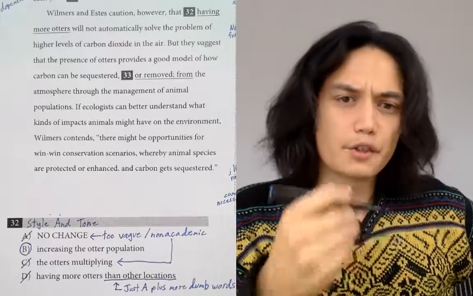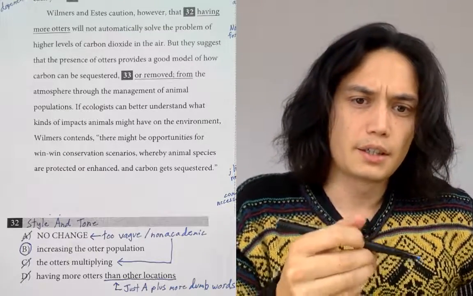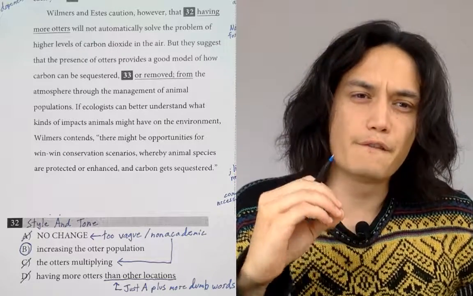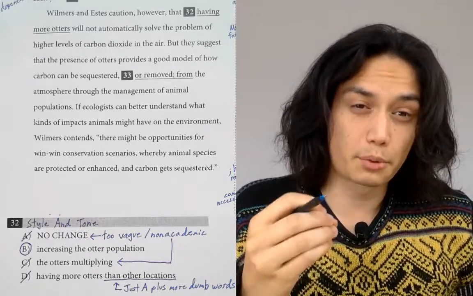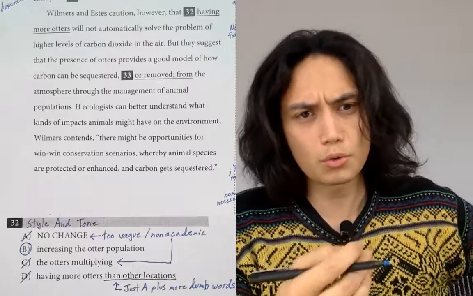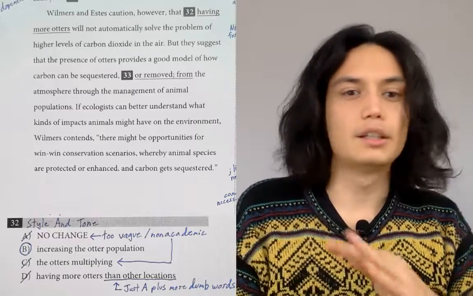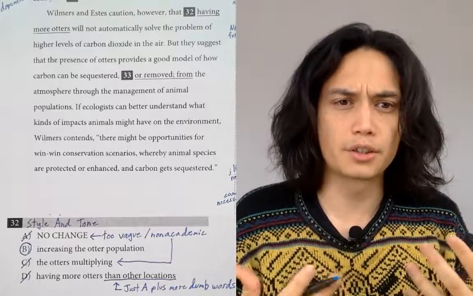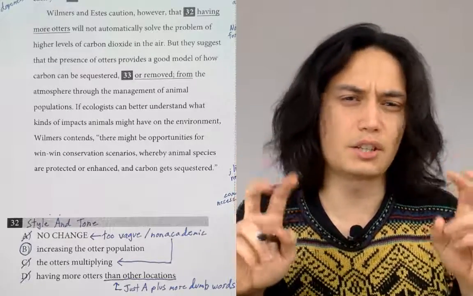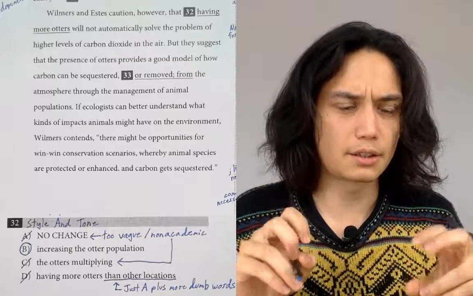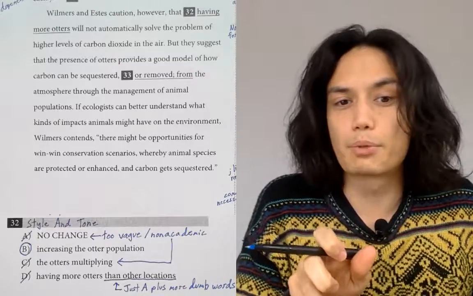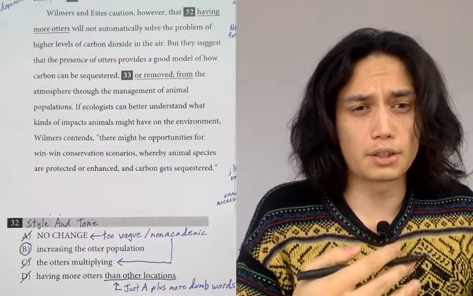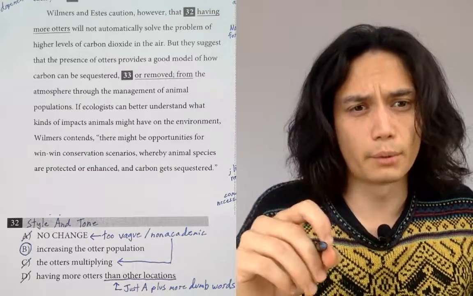Now, the official SAT explanations say that this answer choice is wrong. Answer choice A is wrong because it uses vague, informal, imprecise language. And it's true that by convention, academics just straight up don't use this construction. They don't say "having more otters." It seems like an unsophisticated way of saying things. Instead, they would say something like "increasing the otter population." The SAT official explanations call this a more precise framework.